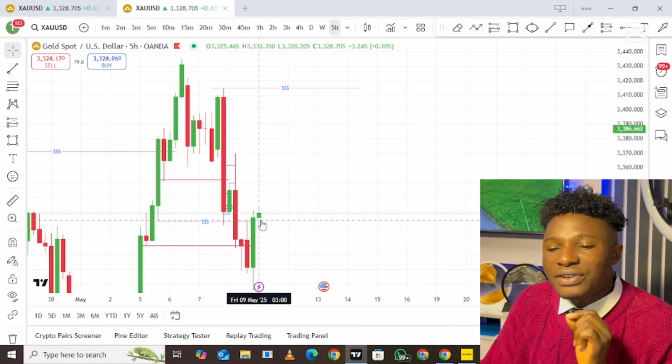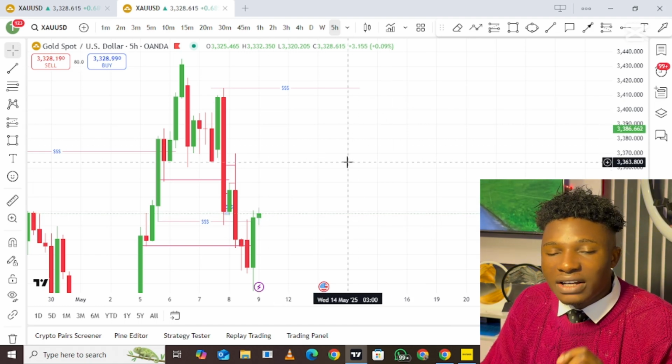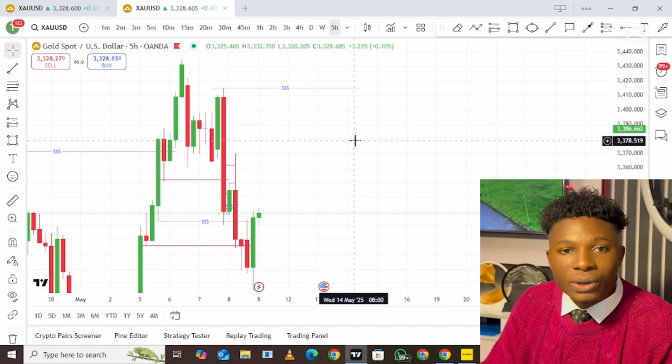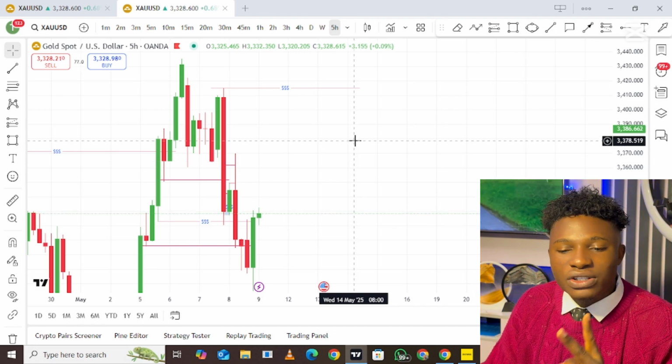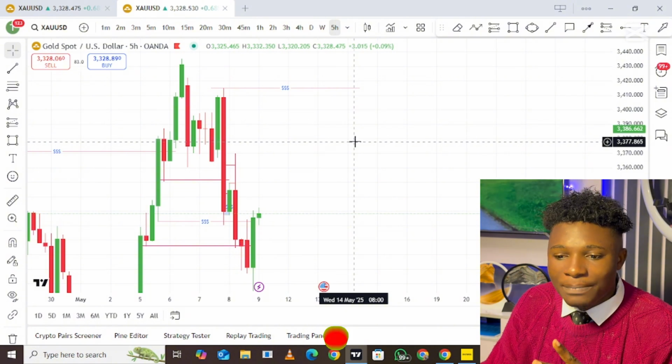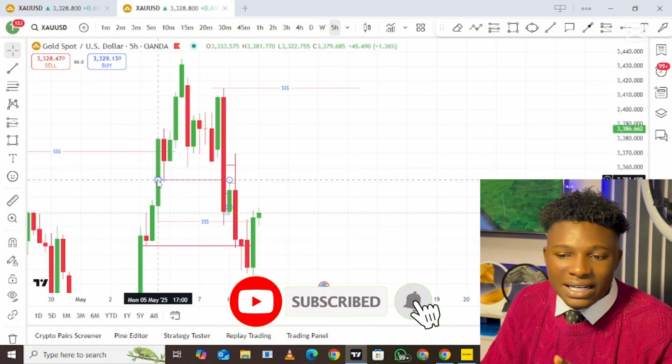That is the reason why every single time price ends up breaking two levels in the market, I call the order block a real order block, because it is difficult for price to break two levels in the market at the same time. So on the 5-hour time frame right now, price ended up taking out this particular low.